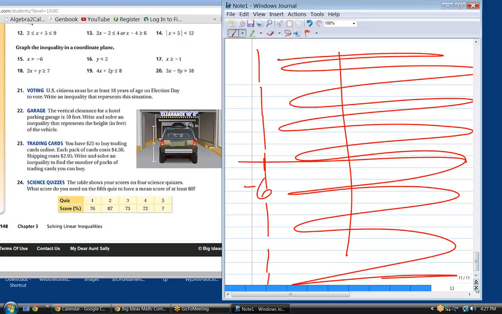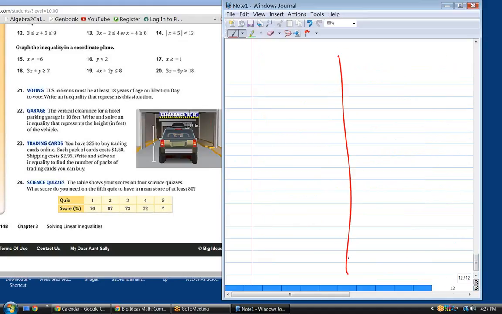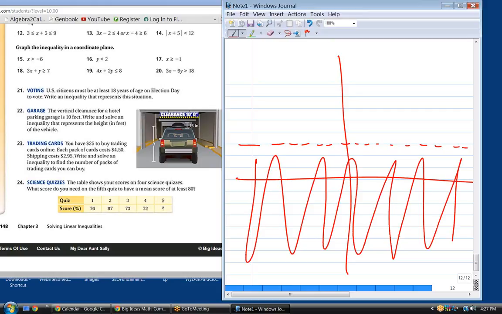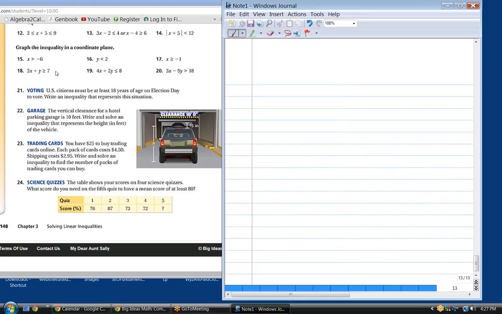The second one, y is less than 2. Well, y is equal to 2 is a horizontal line. And when it says y is less than 2, it's everything below that horizontal line. Okay. All right, now let's jump a level of complexity.